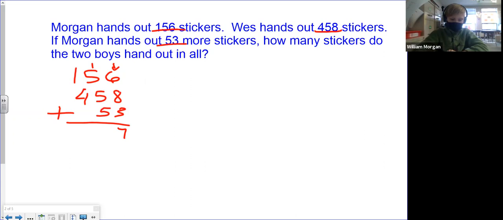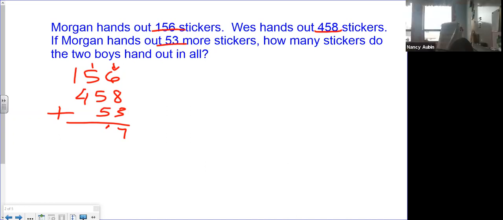And then what would you do on this number one? 5 plus 5 would equal 10, so I made that one. I got 657.